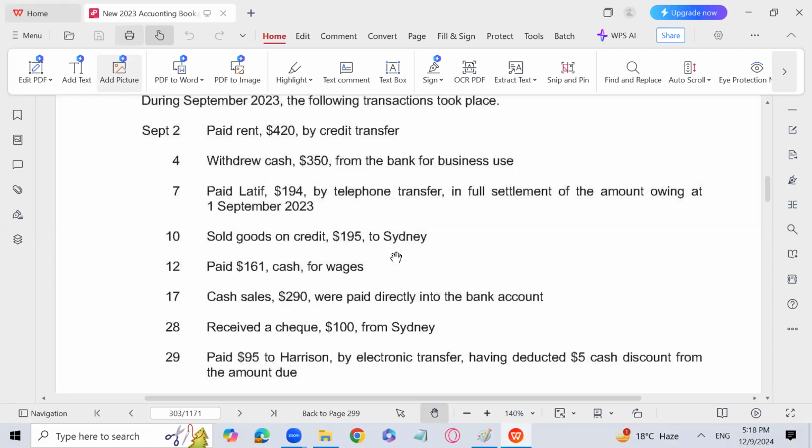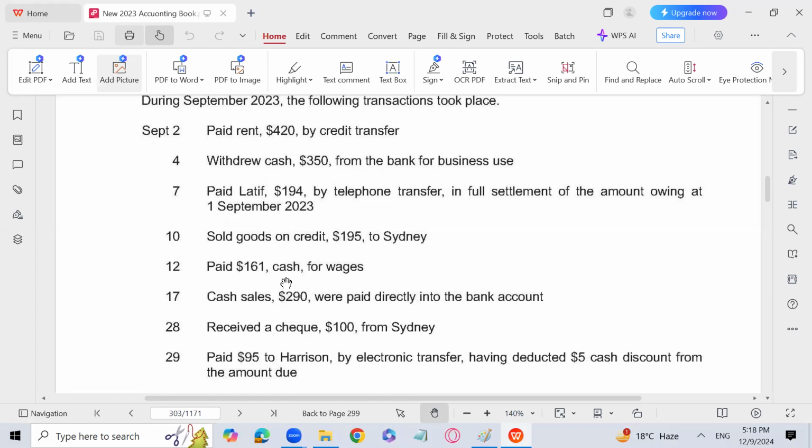The entry will be Sydney debit and sales credit. This will not come in the cash book because this entry does not involve cash or bank. It will not come in the cash book because there is Sydney debit and sales credit. There is no cash or bank involved in this transaction.